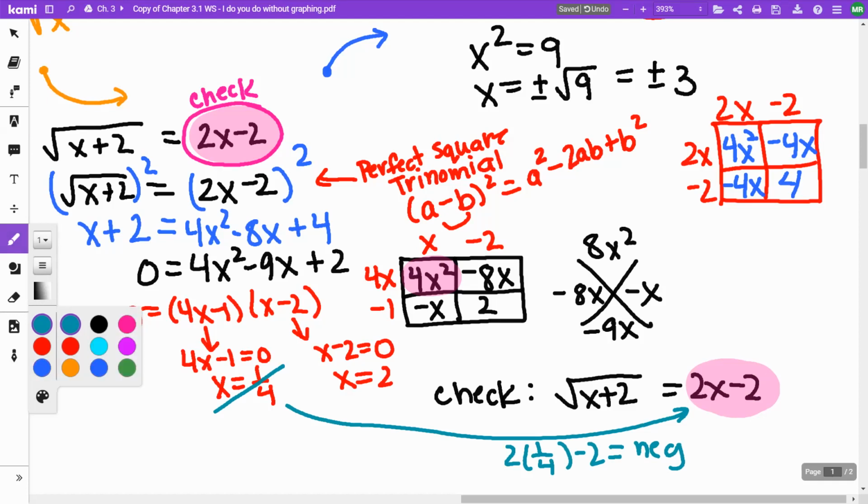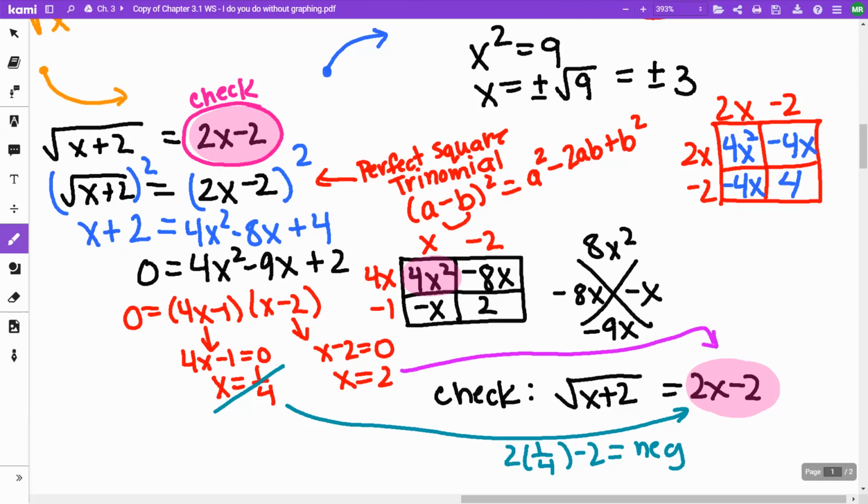If I try this 2 and I go 2 times 2 minus 2, will that be a positive? Now, you also want to make sure that this is positive also underneath the radical. Okay, and it is. 2 plus 2 is a positive. So that means your answer is 2. That is your answer. So try 2A.